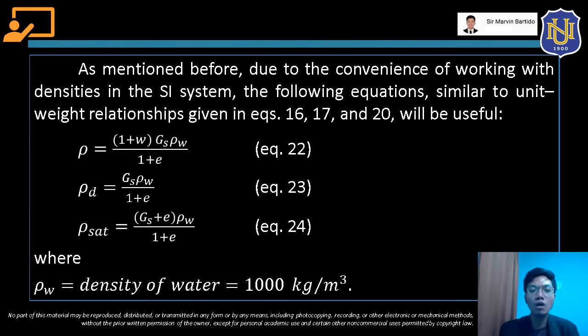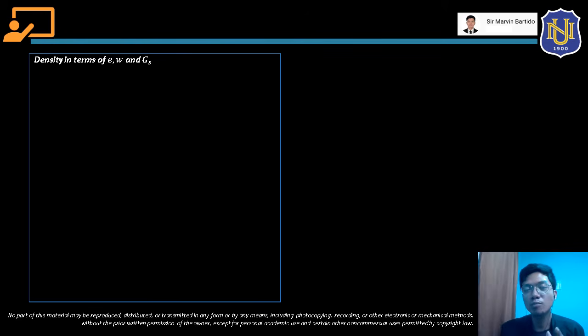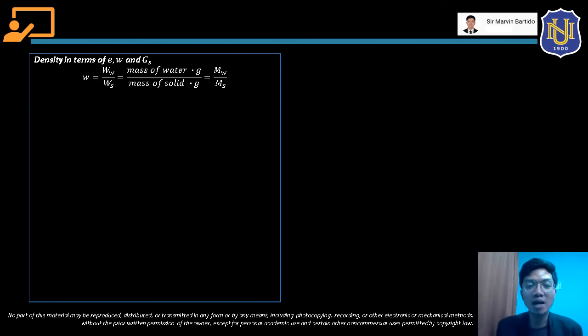Okay? So wherein yung rho W dito class ay yung density ng water which is equal to 1,000 kg per meter cube. Okay, so we can actually prove equations 22, 23, and 24 by deriving yung density in terms of void ratio, water content, and specific gravity. So pwede rin naman natin silang i-derive. So let's prove here class na tama yung equations 22, 23, and 24 natin. So class, di ba yung water content, equal yan sa weight ng water over weight ng soil solid.